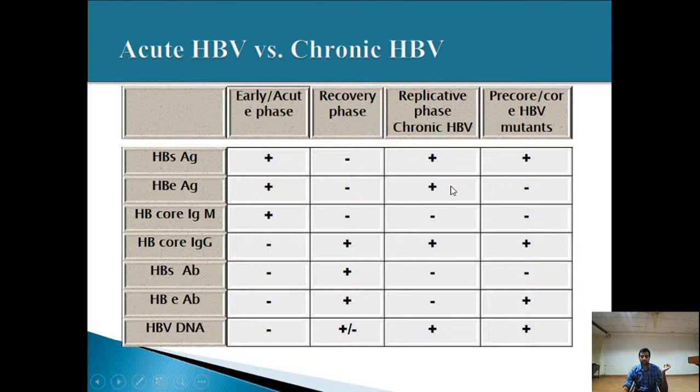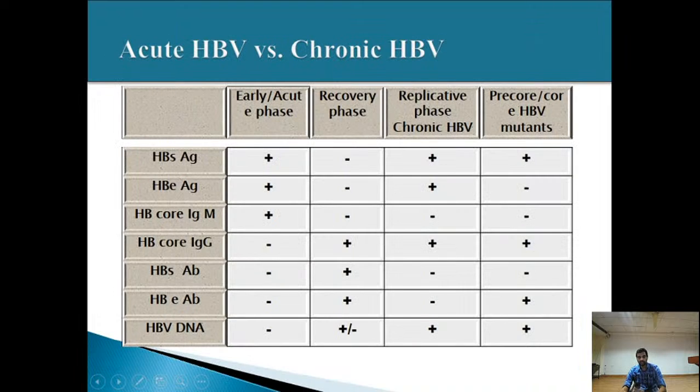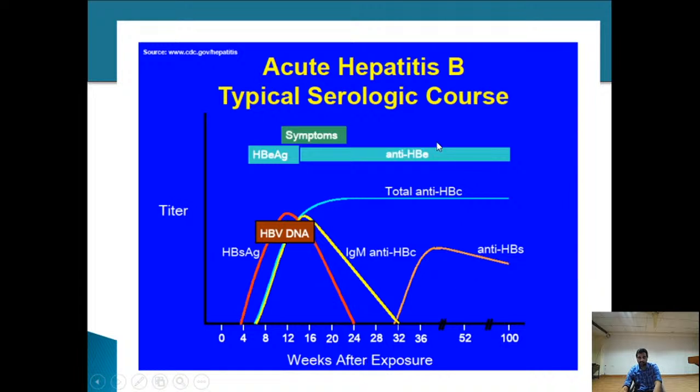When the patient has recovered, like here, the symptoms have gone at this point. When the patient has recovered, what happens? Surface antigen is negative, virus is eliminated. HBeAg is negative because it's not replicating. Core IgM will not be positive because IgG will become positive at this point. Initially IgM will be positive, and now the IgG becomes positive after the acute phase is over. And anti-HBs is positive, anti-HBe is positive, hepatitis B DNA will not be detectable. It may be detectable if it is very low, but it will not be detectable. That is how an acute hepatitis B progresses.